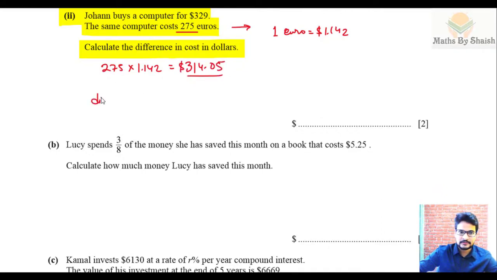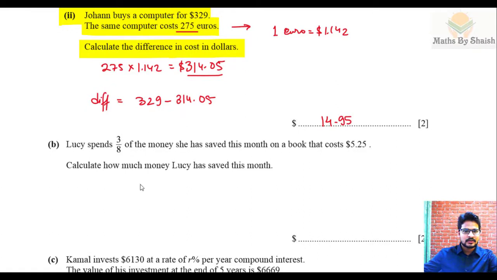So the difference is 329 minus 314.05, which is 14.95. And here's the second question, B part.